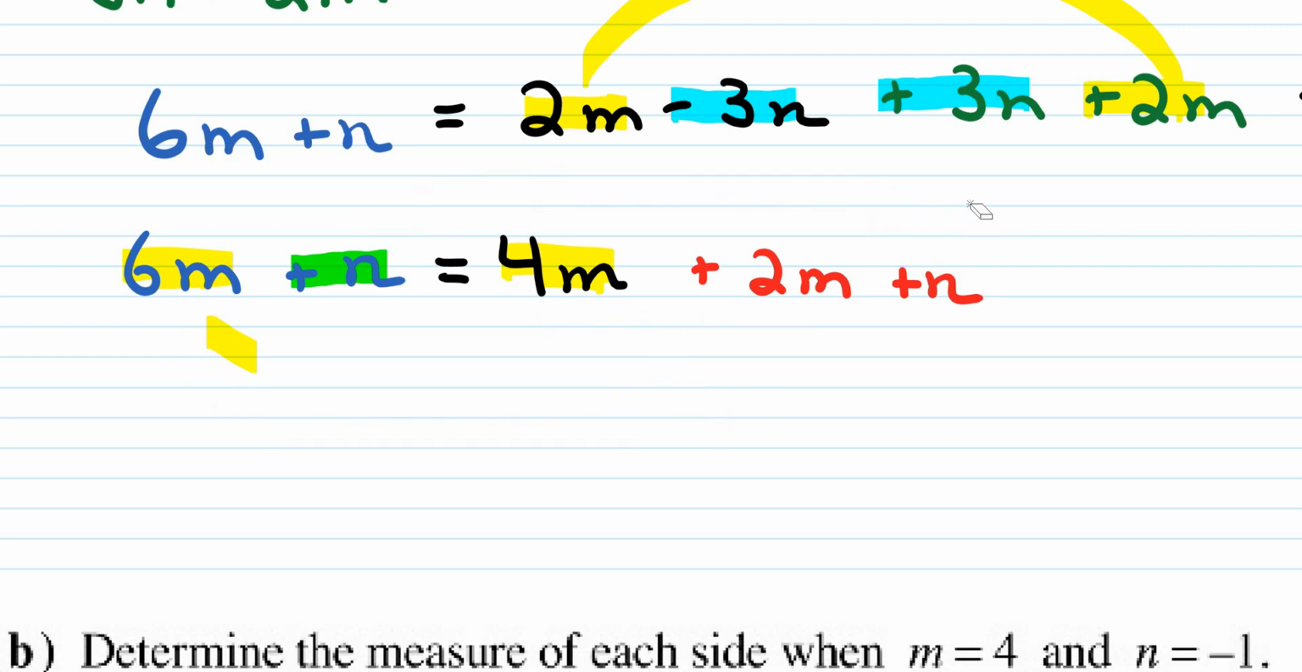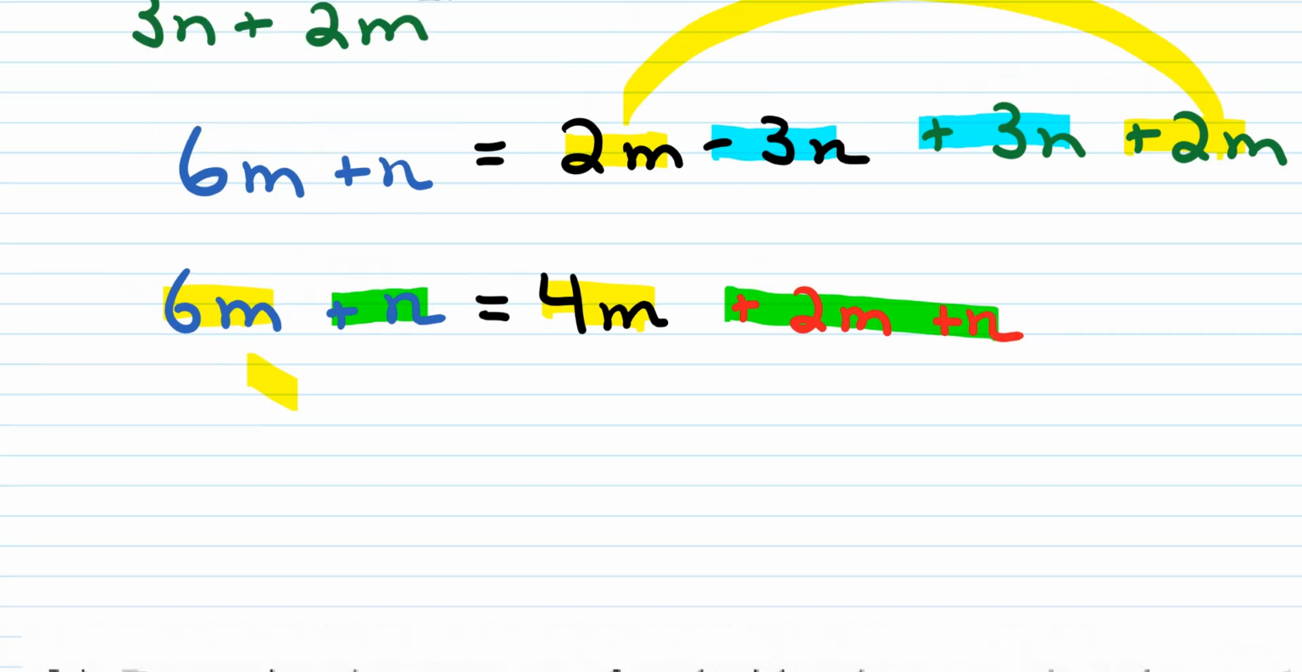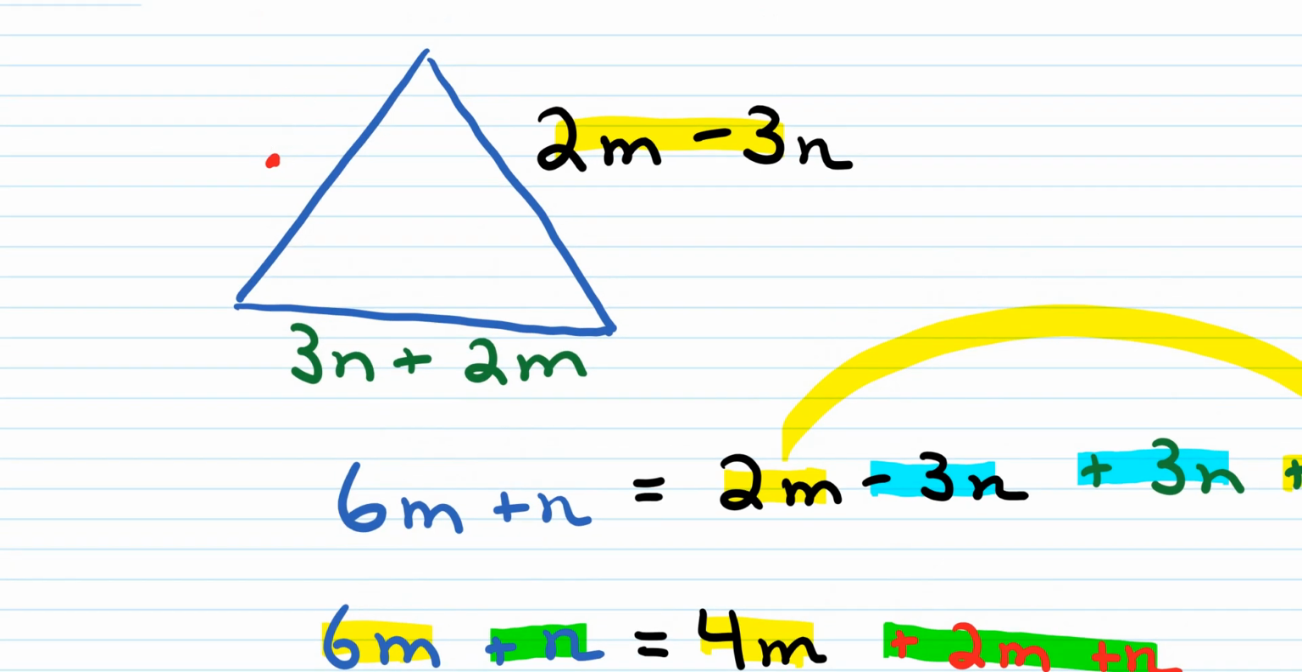Basically what we need to add to the problem now is this part right here. So if I add the 2m plus n to this problem, then that will be my third side. So my third side is going to be 2m plus n, and I guess this is all measured in centimeters. Okay, so that's my third side.